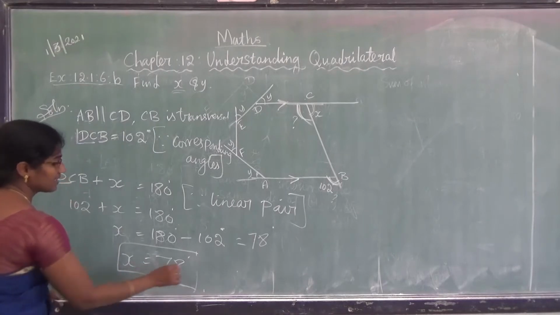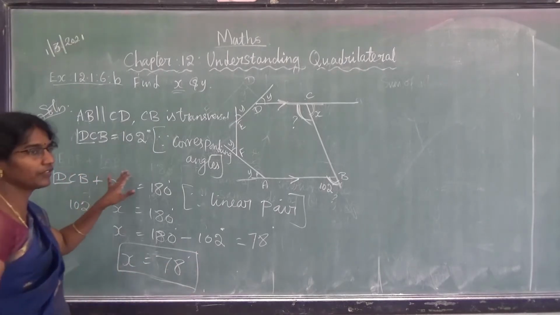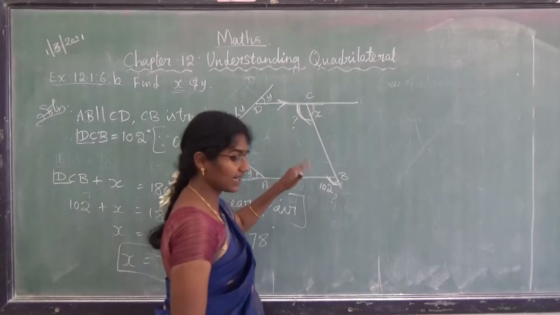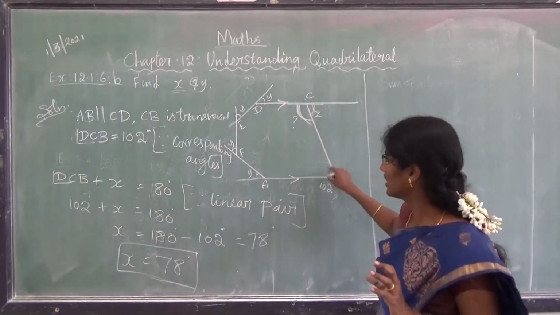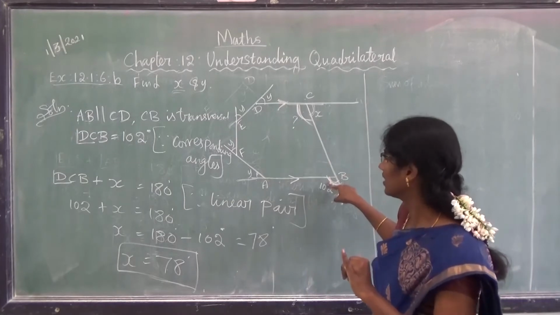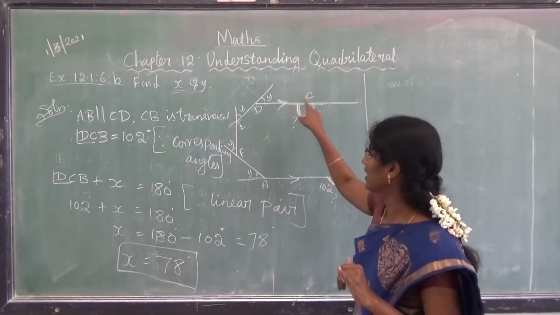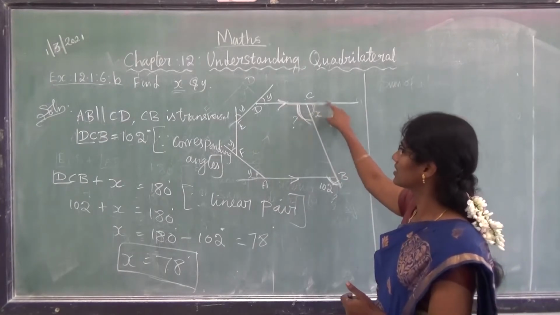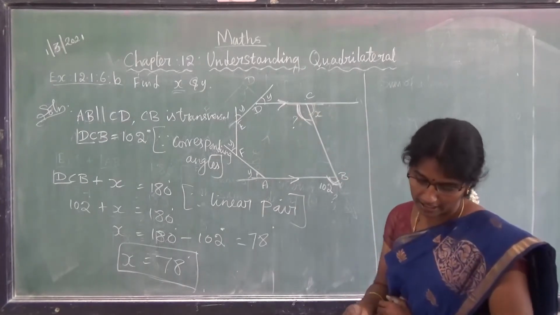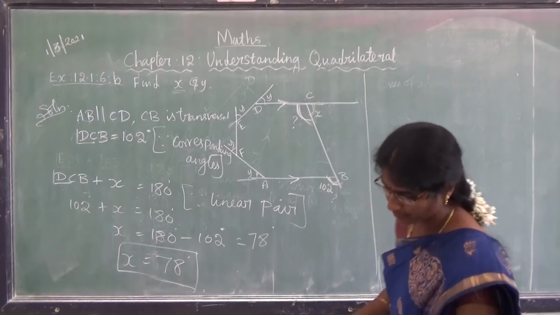The value for x is 78 degrees. How did we find this? By using the parallel line concept. Two parallel lines cut by a transversal means the corresponding angles are equal. Then this is one straight line. By using linear pair, if we subtract from 180, you get the value for x. So now we found the value for x. Now we are going to find the value for y.